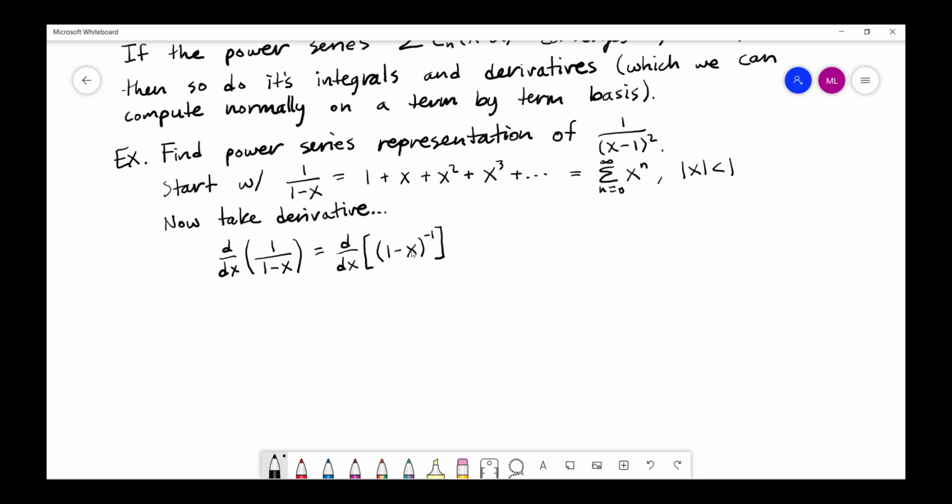I'm going to have stuff to the negative 1 power. So what's the derivative of stuff to the negative 1 power? Well, the negative 1 will come down, and the whole thing will go to the negative 2 power. So I'll have negative 1 times (1 minus x) to the negative 2 power times the derivative of the stuff. So times the derivative of what's in the parentheses, which is going to be an extra factor of negative 1. And so this negative 1 will cancel with this negative 1, and I'll wind up with 1 over (1 minus x) squared.